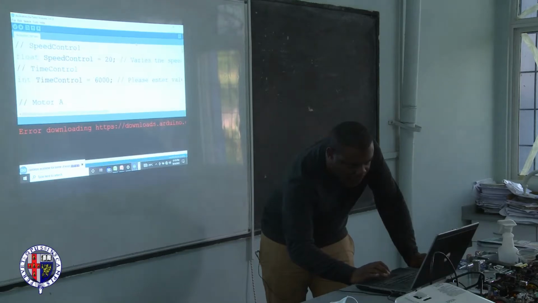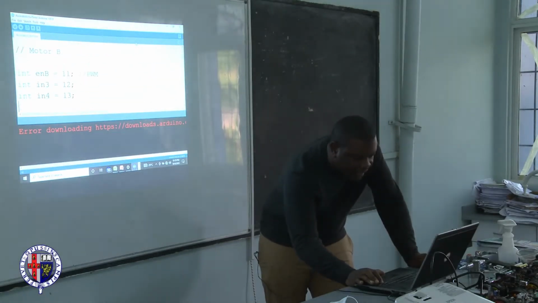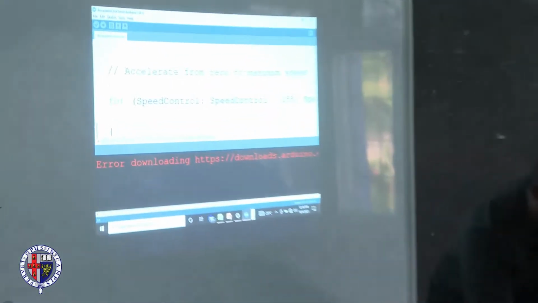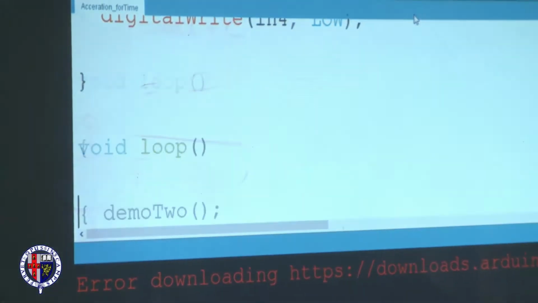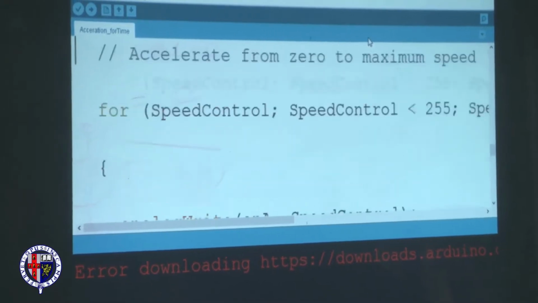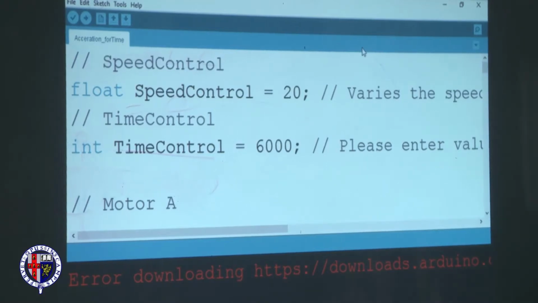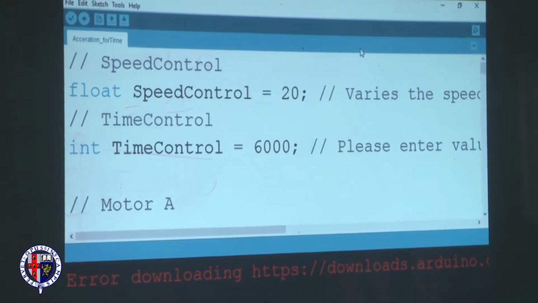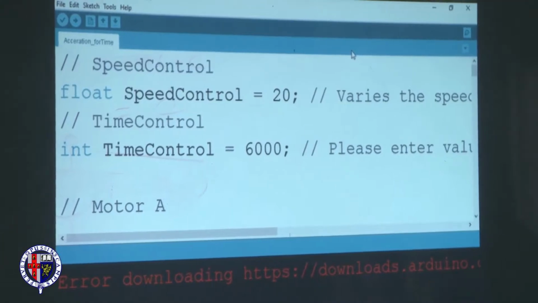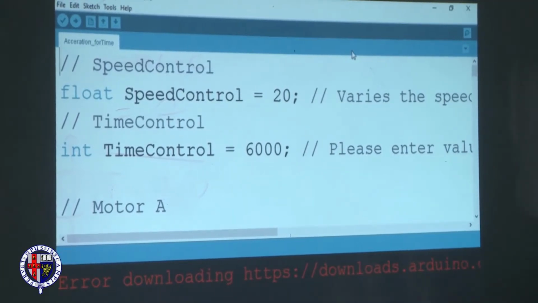So it's not the programming. This program is already there and it's going to allow the robot to accelerate. So when the robot is accelerating, what the activity today is going to be all about, the first activity, is for us to see what type of curve we'll be getting.